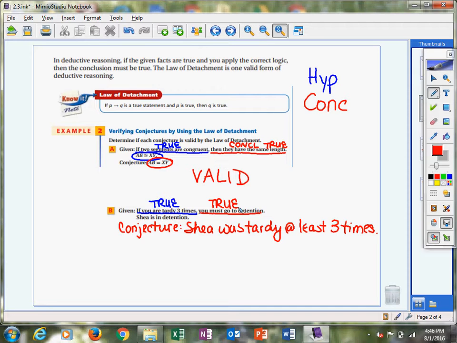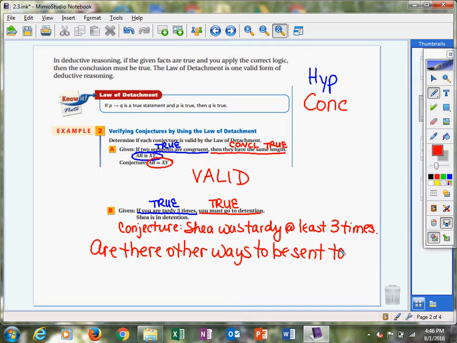Okay. And so let's think about this. Are there other ways to be sent to detention? This is a great question to ask yourself. Now you guys are all in school, and I'm not implying that you've ever been to detention, but you probably are aware of the rules. Are there other ways to be sent to detention other than being tardy to a class 3 times? And hopefully you're like, yeah, actually, there are other things.